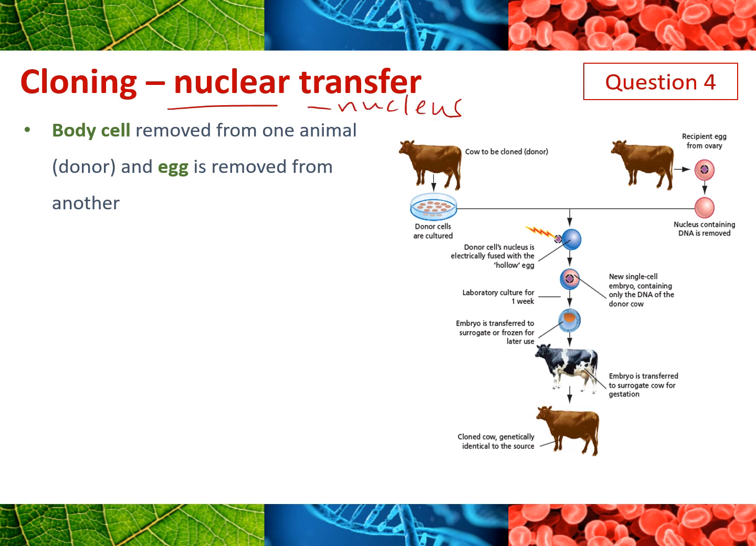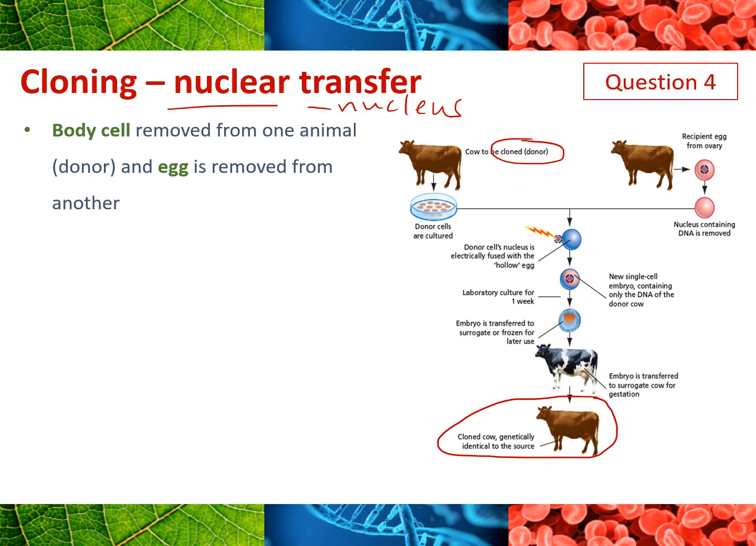Okay, so in this, I'll basically say what the outcome is. The outcome is going to be an offspring, which is, in this example, a cow that is genetically identical to a donor. Technically, obviously, the cow will be born as a baby and it will grow up, but genetically, it is identical to its donor parent.